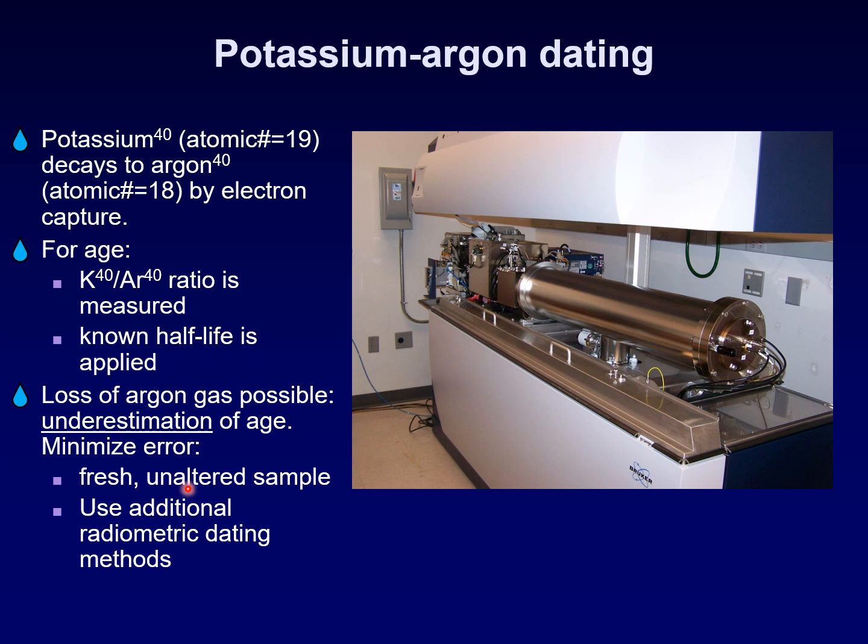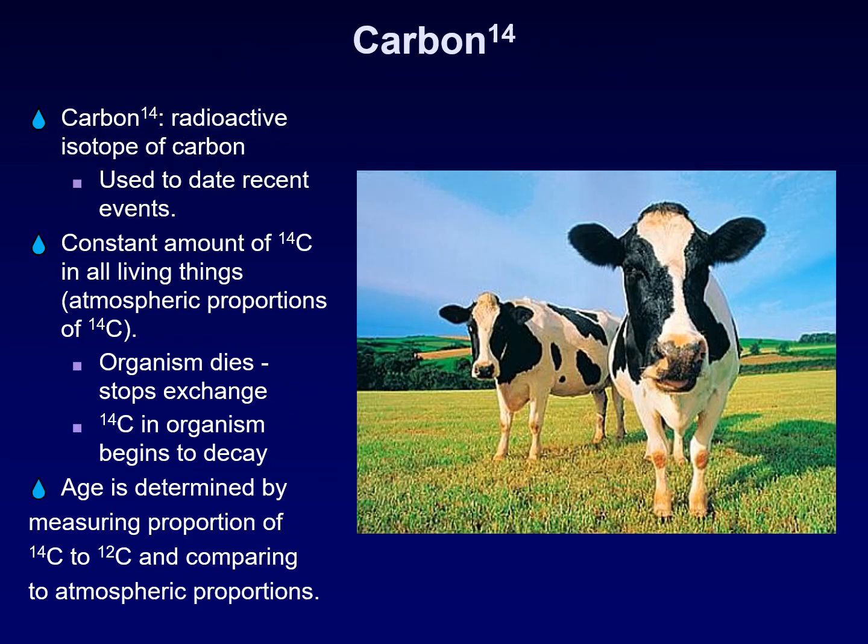And we want to make sure that it's not metamorphosed at all, because metamorphism, as I mentioned, will reset clocks oftentimes, or it'll introduce more potassium or less potassium, or more argon and less argon, and it can give us false dates. And then we'll also use additional radiometric dating. So we'll try to find other minerals containing other elements, and we'll try to date those as well in the same rock and see if we come up with similar ages.